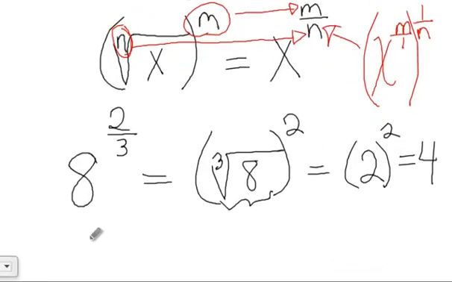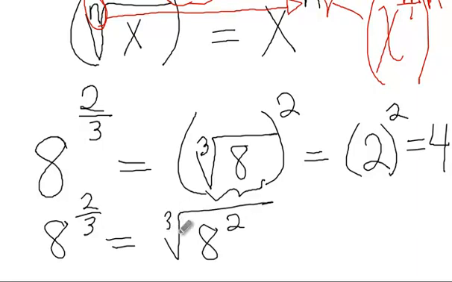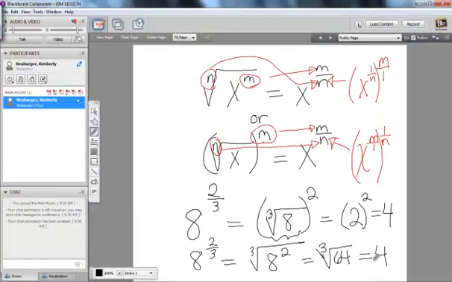Similarly, we could also have done this 8 to the 2/3 as squaring 8 and then cube rooting it. If you square 8, you get 64. And the cube root of 64 is 4 because 4 times itself 3 times is 64. So that's how you can deal with those.